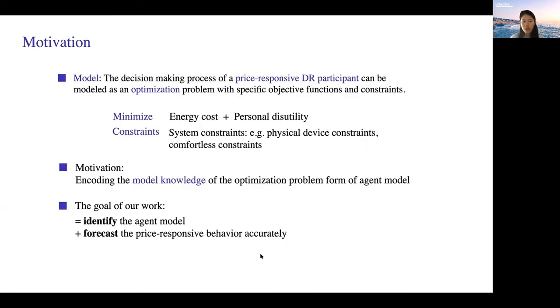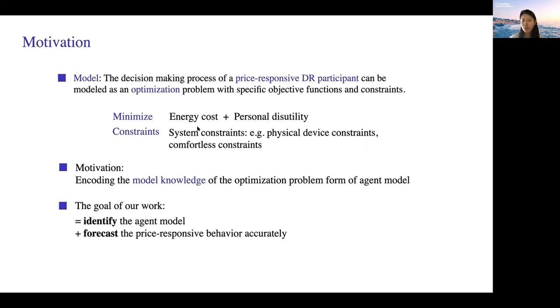So our motivation is, because we know the decision-making process of the DR participant can be modeled as an optimization problem, can we encode this model knowledge to help us forecast the behavior? The answer is yes. First, I want to introduce our model.